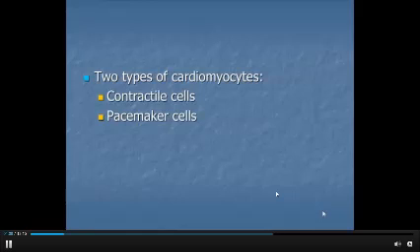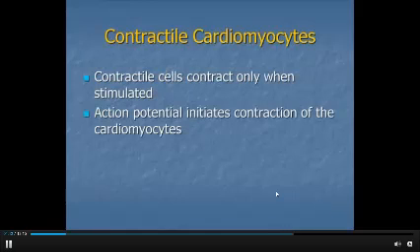So let's first look at the contractile cells. The main job for these cells is to contract. Under very special circumstances, they are capable of generating their own excitation, but at a very, very slow rate, and in reality, they practically never get to do that. So, in essence, they contract when they're stimulated, and that stimulation from outside results in a change in polarity, or action potential, on contractile cells.